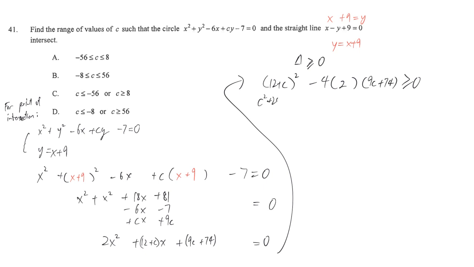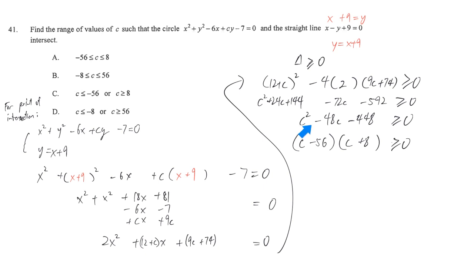c squared plus 24c plus 144. And then minus 4 times 2 times this item, minus 72c. So combine like terms. Of course, we are going to factorize it or use a calculator as you like.